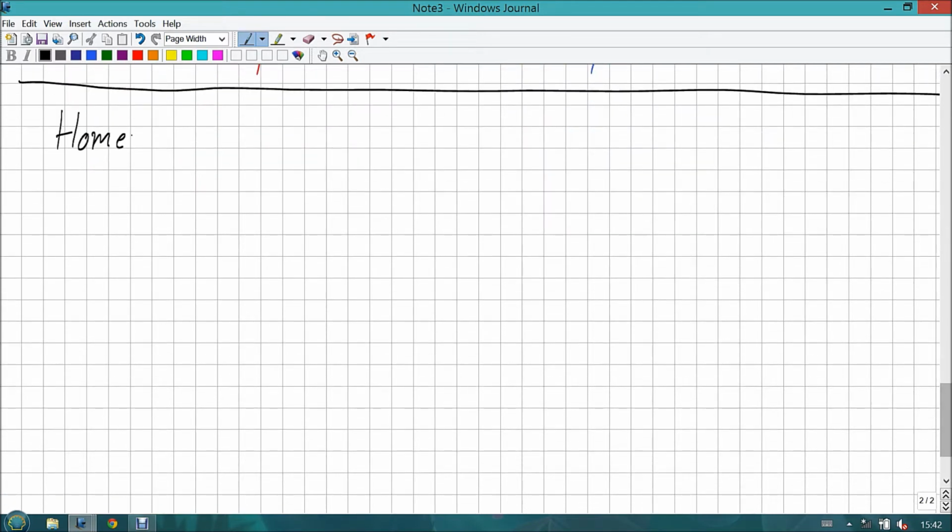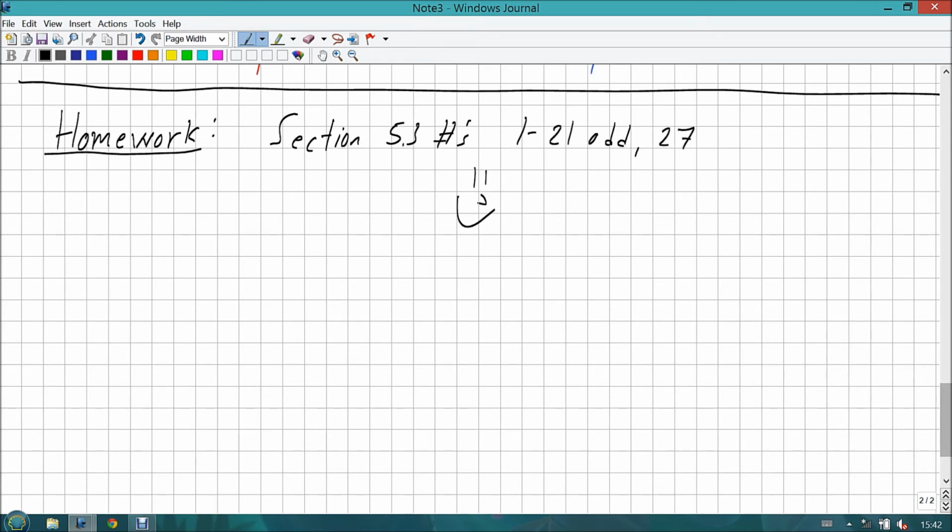So here is your homework. Your homework is going to be section 5.3, numbers 1 through 21 odd, and then 27. And that's it. Super easy homework assignment, right? Good luck and have fun.